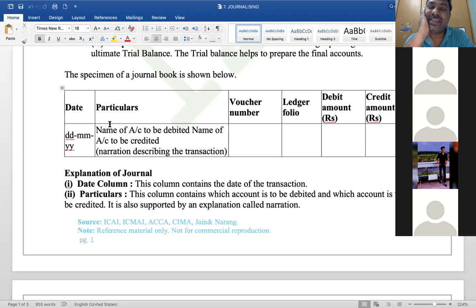Now the double entry system says that all debits should be equal to credits. If I'm giving, there must be somebody to receive.